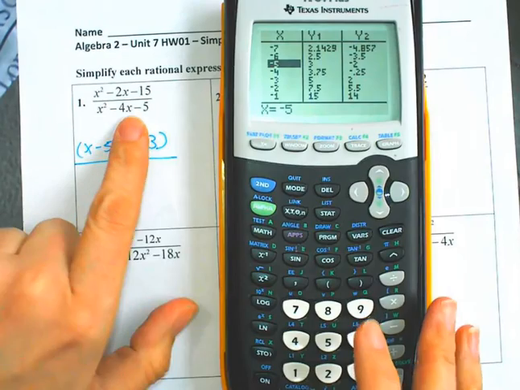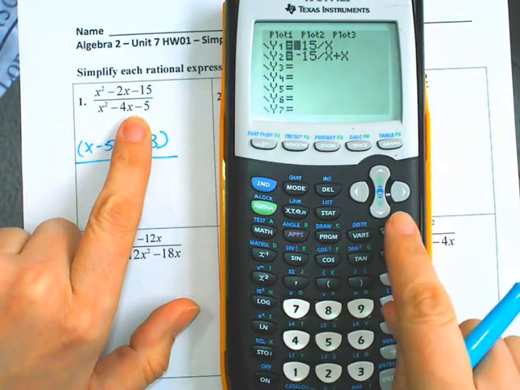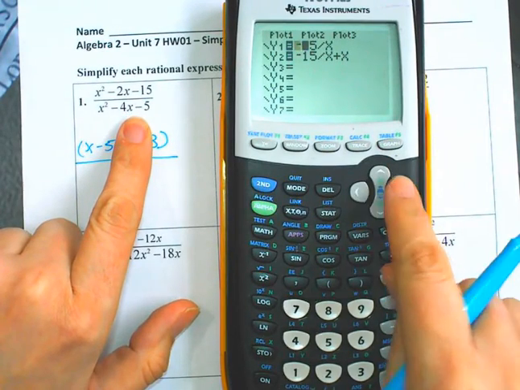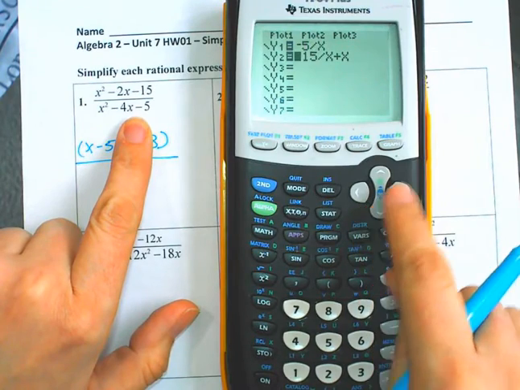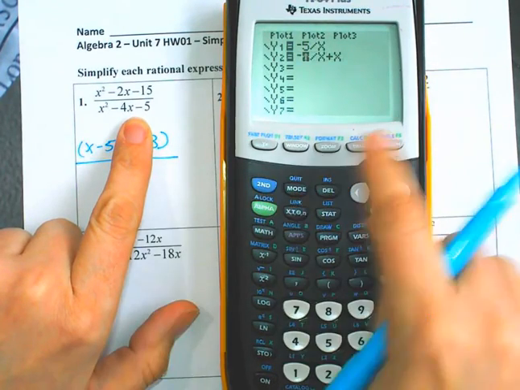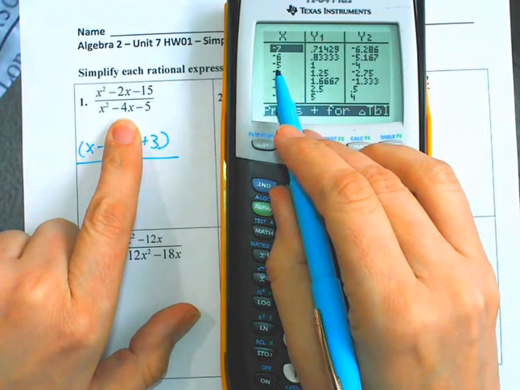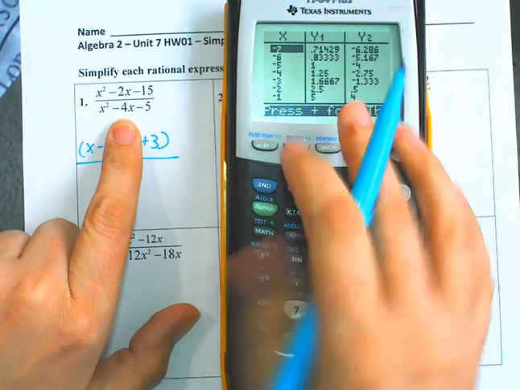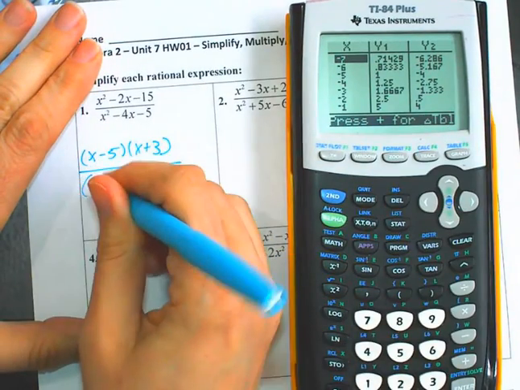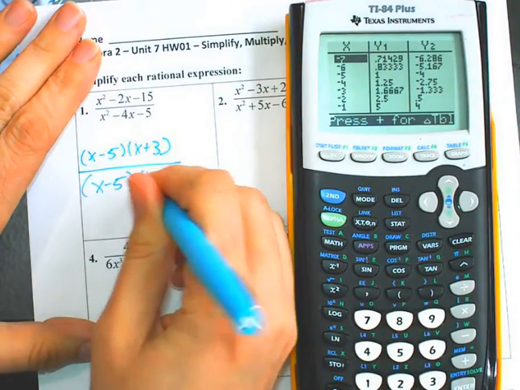Now I need to factor this one. So I have negative 5. Go to the table, and I'm looking for negative 4 this time. So I've got negative 5 and 1. x minus 5, x plus 1.